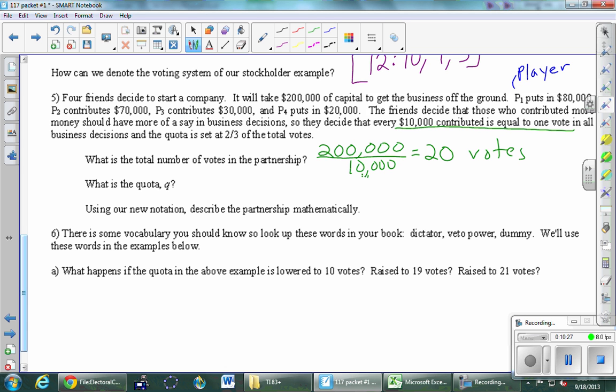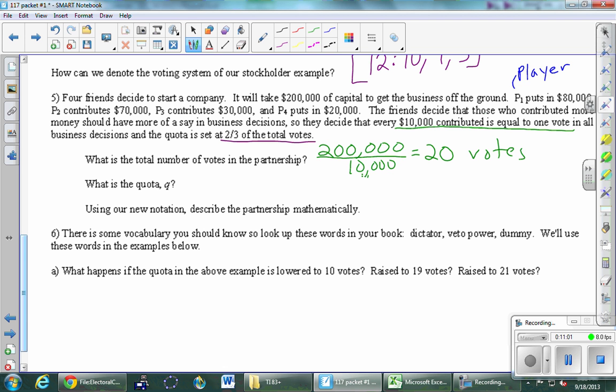Okay, next thing we want is the quota. In presidential elections, the quota is just half of the total. There's a total of 540 electoral votes. Half of that, well, it's 538 electoral votes. Half of that is 269. But it doesn't have to be half. We have to make it half in our presidential elections because otherwise we might not have somebody elected if we set the quota too high. But the quota in this case is set at 2/3 of the total. 2/3 of 20 is a decimal.